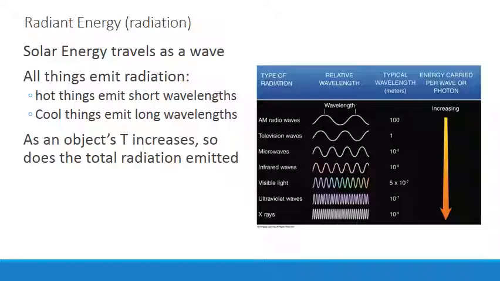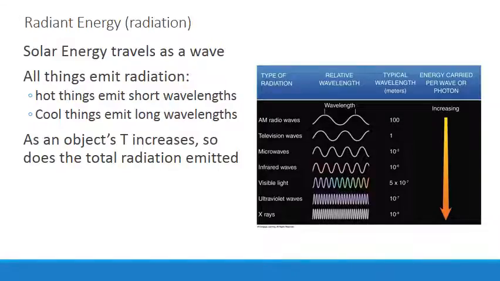Everything is radiating some kind of energy. So the sun isn't the only thing that radiates, but it's the only thing that has wavelengths short enough, small enough, fast enough to go through space. So hot things, things with very high temperatures, emit very short wavelengths, while things that are lower in temperature but still above absolute zero emit longer wavelengths. So as the temperature of the object increases, so does the total amount of energy radiation emitted.